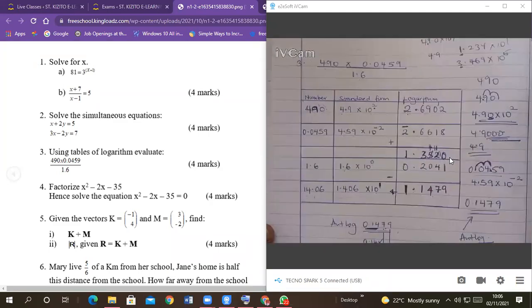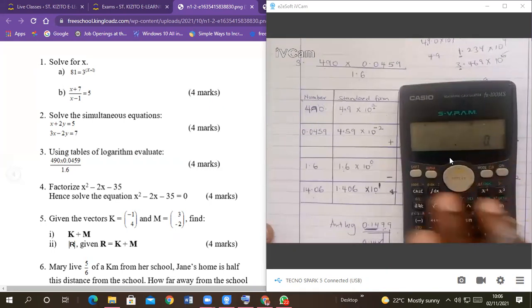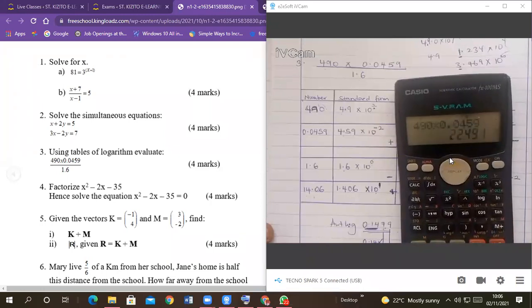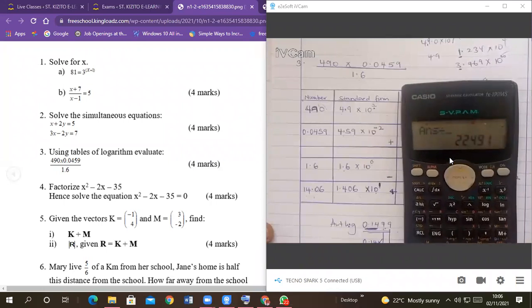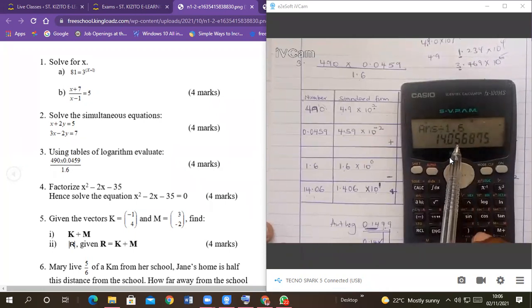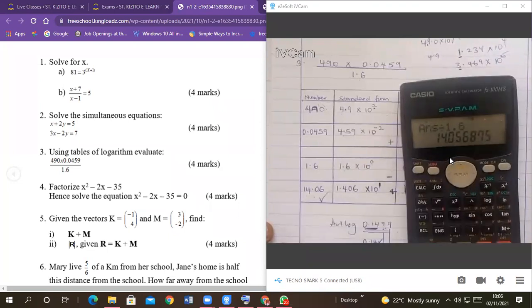If I have 490, then times 0.0459, and then I divide it by 1.6, you can see it is 14.056, but if I round off here to 2 decimal places, I get 14.06. So it means that our answer is correct.